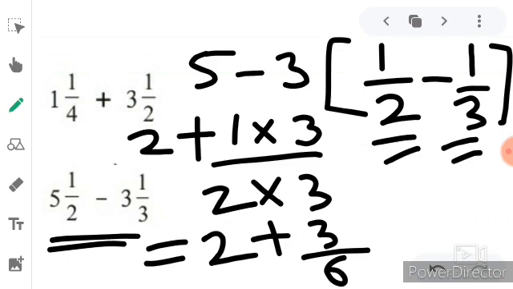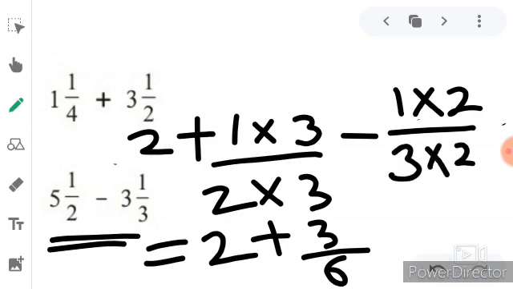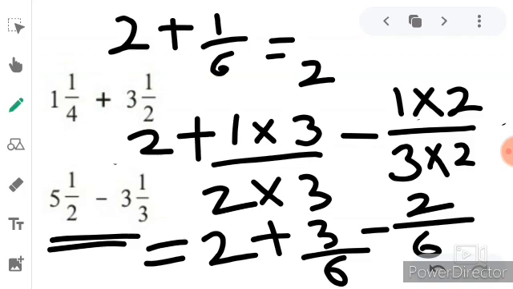Now the next one is this one, minus 1 multiplied by 2 upon 3 multiplied by 2, that is minus 1 2s are 2, 3 2s are 6. Now 2 as it is, plus 3 minus 2 is equal to 1 upon 6 as it is. Our answer will be 2 whole number 1 upon 6. So students, I hope you understand.